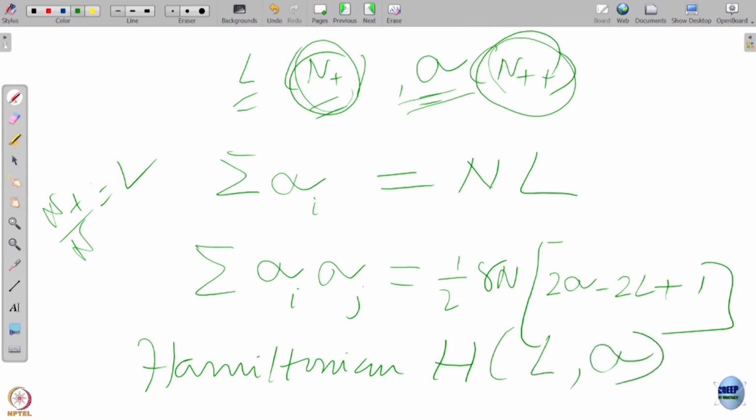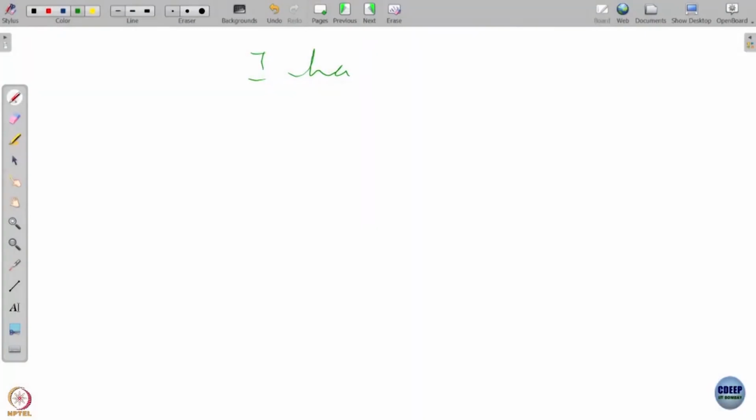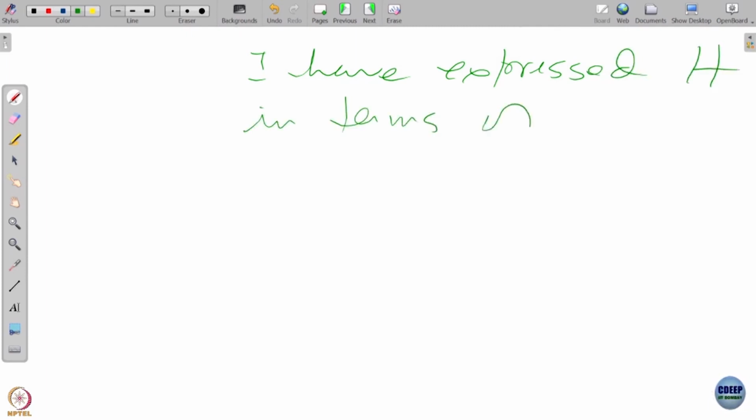Now what do I do? What I do now is make an ansatz. So I have expressed the Hamiltonian H in terms of L and sigma. I have introduced two qualitatively nice things, but I have really not made any significant progress other than that. But now I am going to make an approximation.